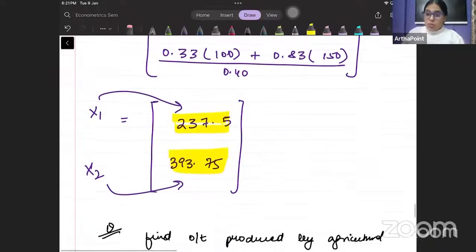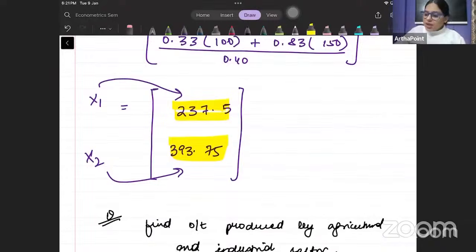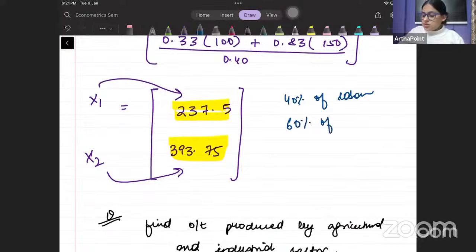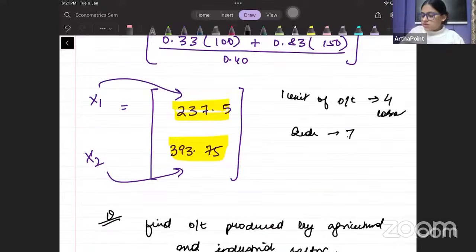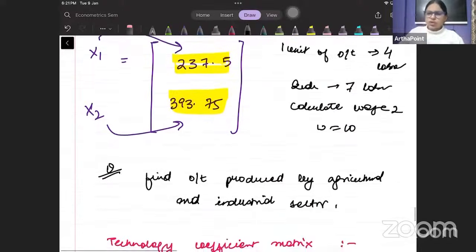Clear? Now, suppose they change the question and tell you that industry 1 uses 40% of the labor force and industry 2 uses 60% of the labor force, something like that. Or they say that to produce 1 unit of output, industry 1 requires 4 labor and industry 2 requires 7 labors. So calculate the wage paid by each industry when the wage rate is 10, they give a question like this.